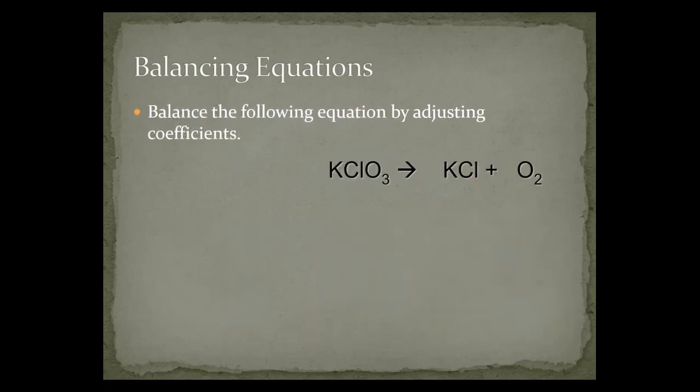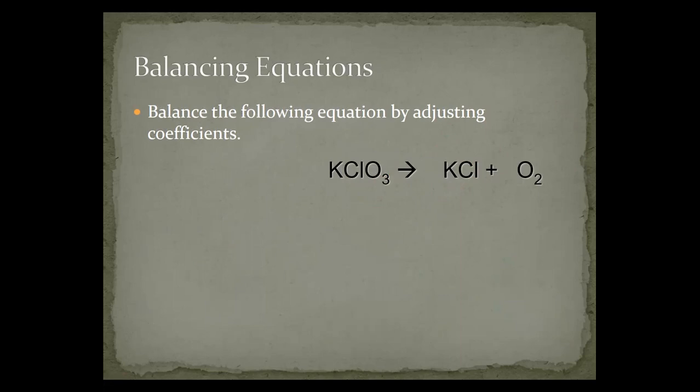All right. Now, in this case, I've got 3 different atoms. I've got potassium, I've got chlorine, and I've got oxygen. And I'm just letting this thing break down into potassium chloride and oxygen. So let's see what this is going to look like.